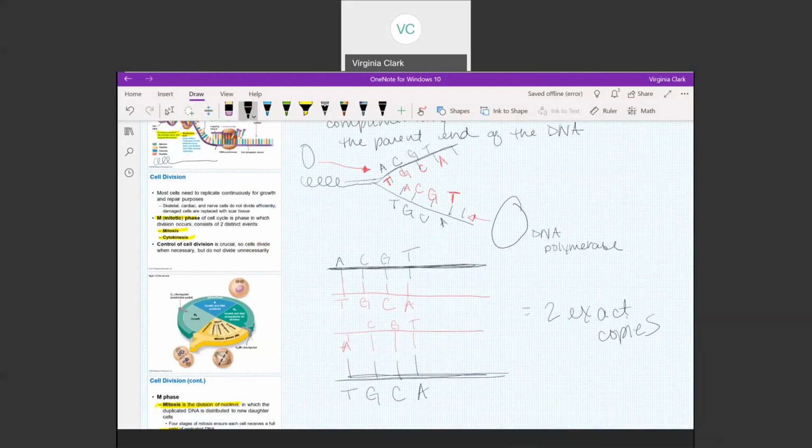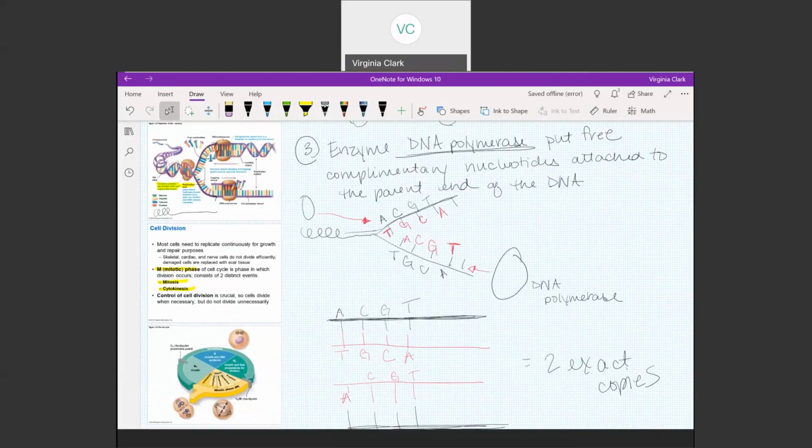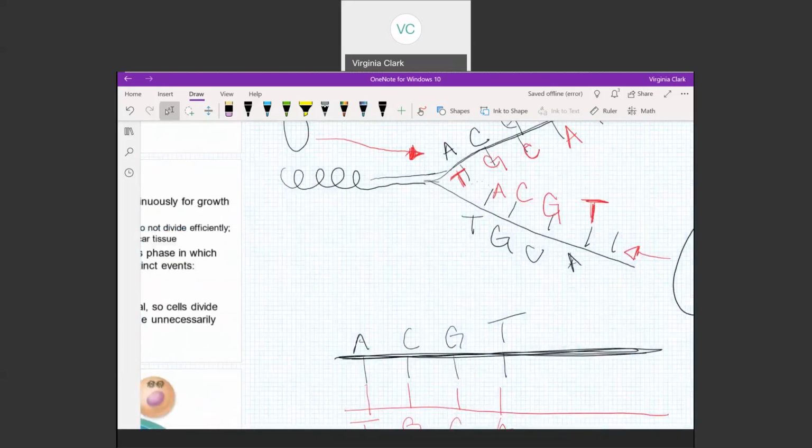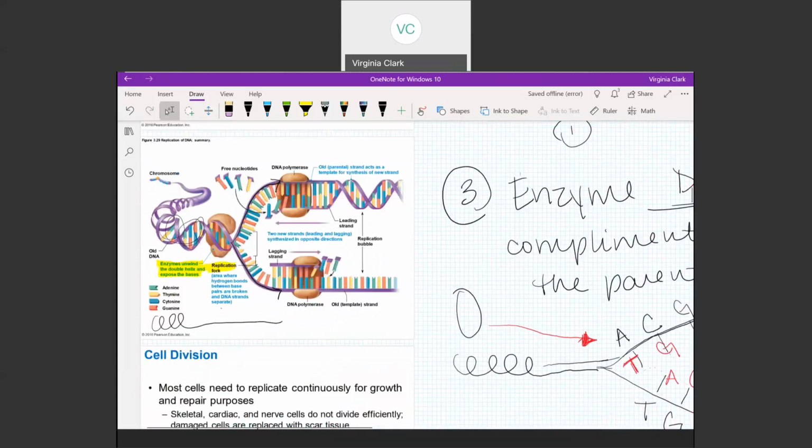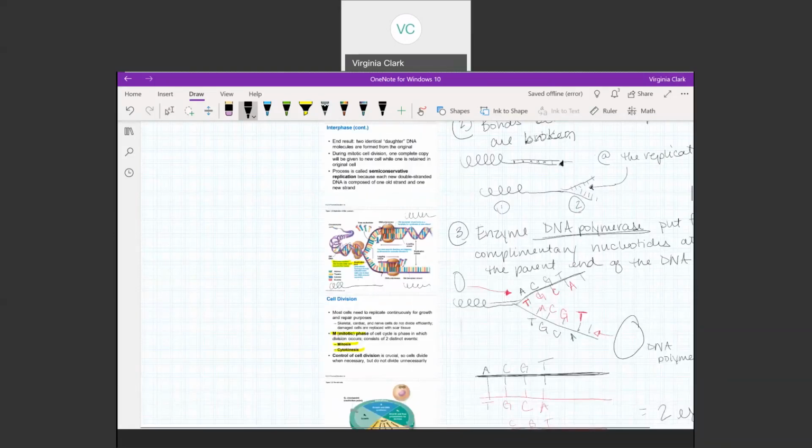So this is what we mean when we say the DNA polymerase will put free complementary nucleotides attached to the DNA. This is how it's going to happen. It's going to come through and add those complementary nucleotides. So to look up at this image one more time, here's our DNA polymerase, and it is adding these free nucleotides as it matches. And then after it does that, it will actually coil back up. You're going to have one up here and one down here. So you go from 1 to 2. So that is what's happening with DNA replication.